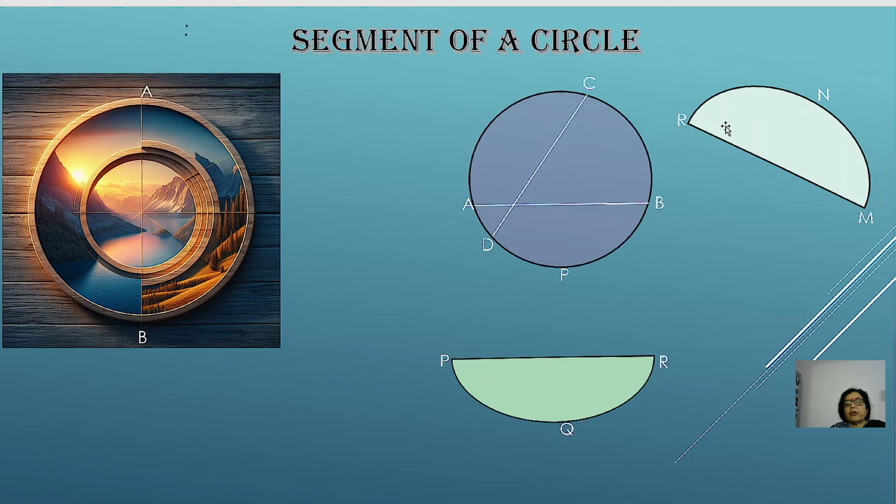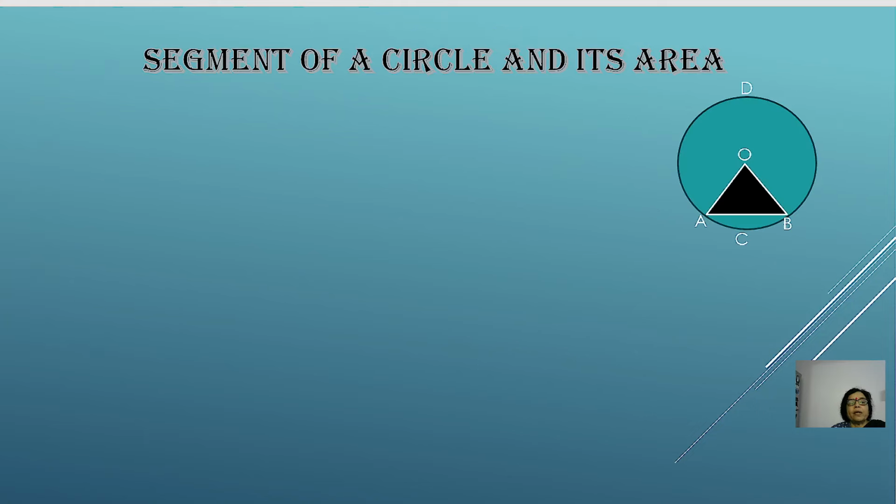When the segments are removed from the circle, they acquire this shape. RM is the chord and RM is the arc length. PR is the chord and PQR is the arc length. So let's try to understand how we calculate the area of a segment of a circle.